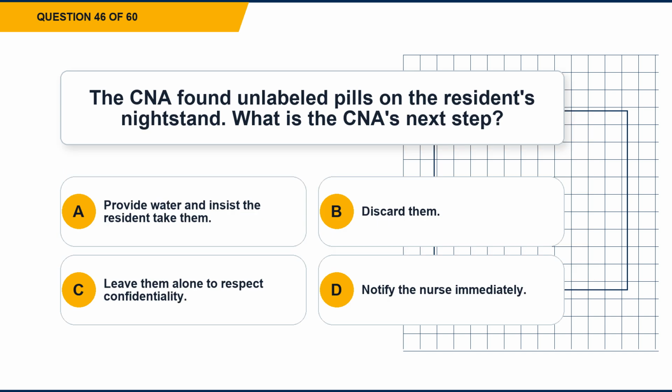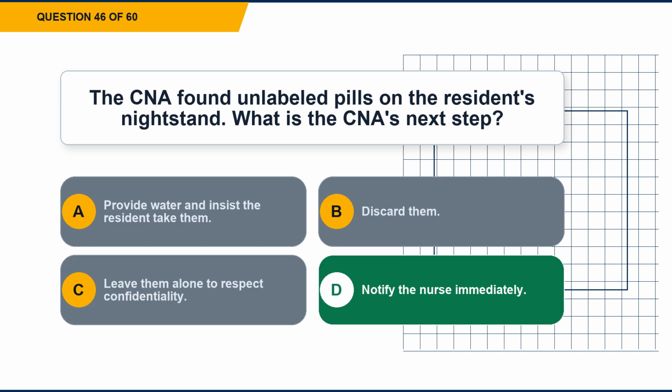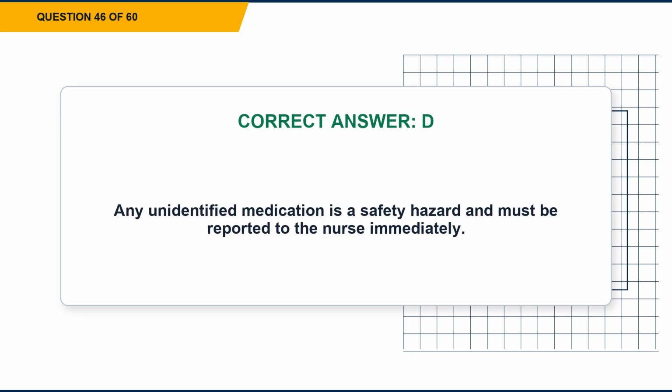Question 46. The CNA found unlabeled pills on the resident's nightstand. What is the CNA's next step? Option A, provide water and insist the resident take them. Option B, discard them. Option C, leave them alone to respect confidentiality. Option D, notify the nurse immediately. The correct answer is option D, notify the nurse immediately. Explanation. Any unidentified medication is a safety hazard and must be reported to the nurse immediately.